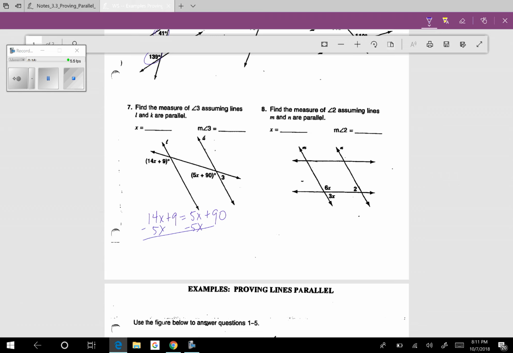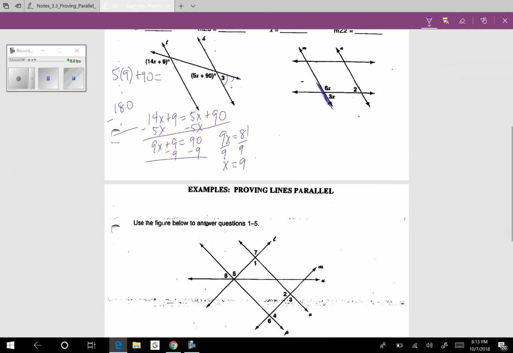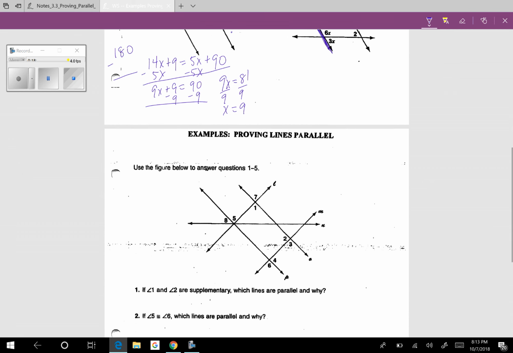Okay, so you guys finish out number 7, and number 8 is the exact same way. Look at the relationship between the 6x and the 3x, and whatever that relationship is going to tell you how to find x, and then from that you'll use another relationship between angle 2 and the 6x so you can find the measure of angle 2. Don't just stop at x, you've got to plug in.